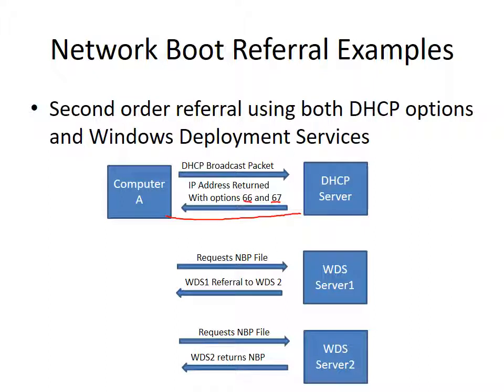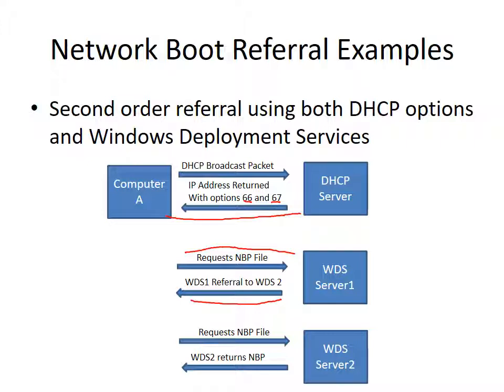So in other words, the advantage here is that the WDS server isn't listening for the DHCP broadcast request. The DHCP server just sends that information back to computer A. So now computer A knows where the WDS server is and what file it needs to download. So it requests that information from the WDS server. But the WDS server in this case is saying, hey, no, I don't want you to download the one from my server. So I'm going to refer you to WDS2 to download the correct file.